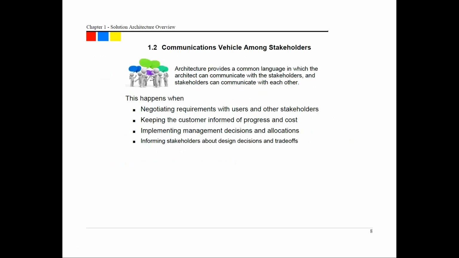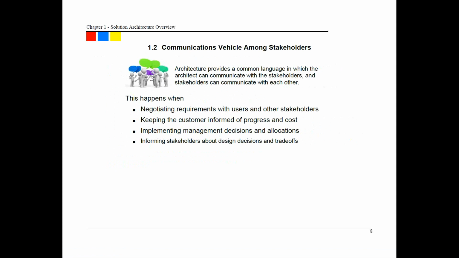Okay. Communication vehicle among stakeholders. Well, this is one of the big things. Architecture gives us a common language that the architect can communicate with stakeholders and stakeholders can communicate with each other. This also reflects the idea that one of the jobs of architecture in general is to reach compromises or reach agreements between stakeholders.